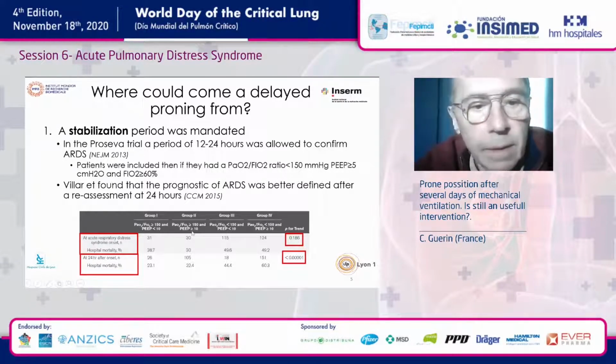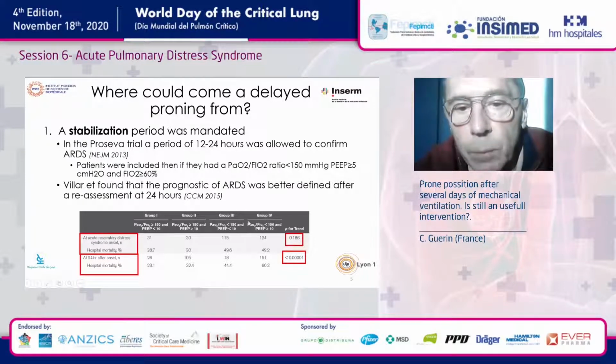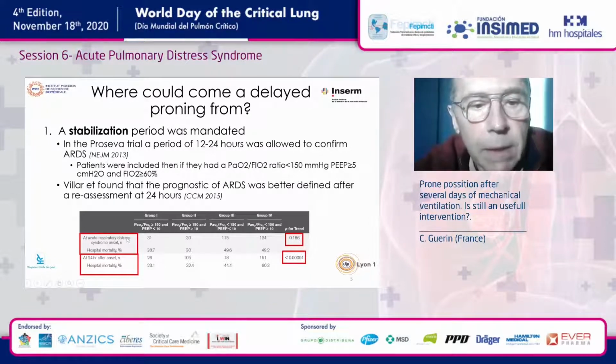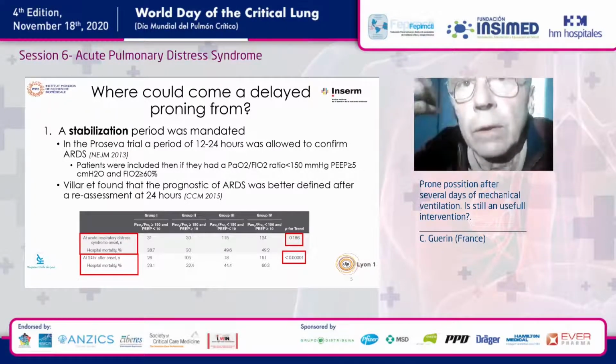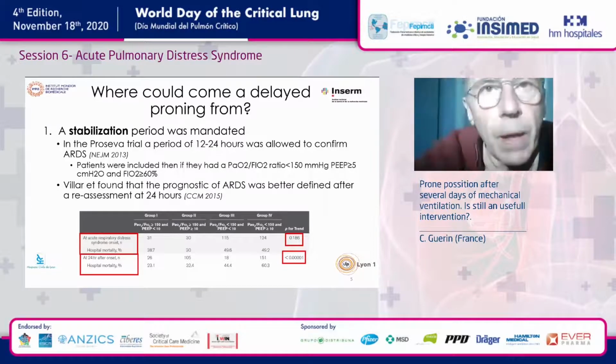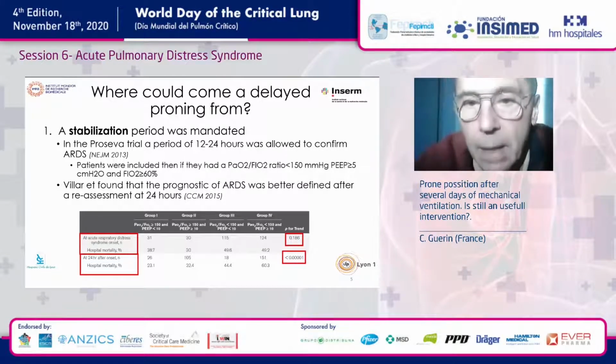For instance, in this study done in Critical Care Medicine 5 years ago, you have 4 different groups of ARDS based on the combination of PF ratio and PEEP, and you see that the discriminative power of this subdivision into 4 groups was significantly associated with hospital mortality, not at the ARDS onset, but 24 hours later. So it is not several days of mechanical ventilation without prone positioning, but there are some hours that were mandated without proning in the literature.